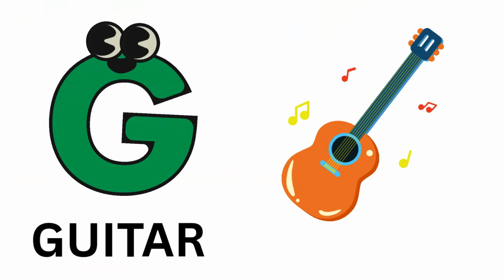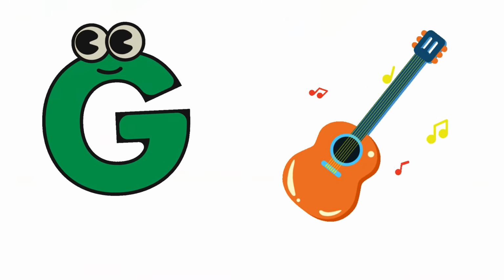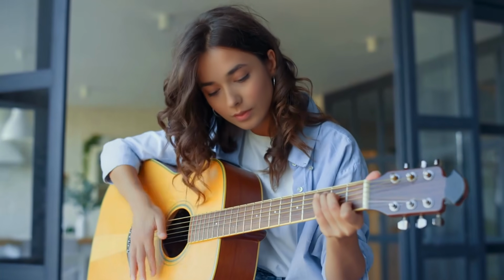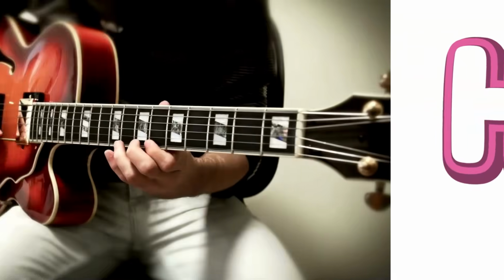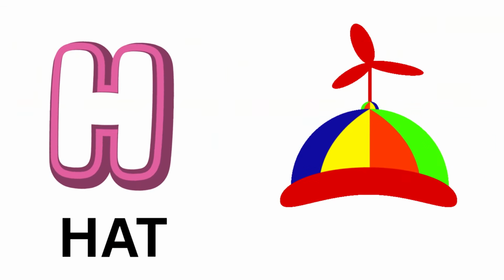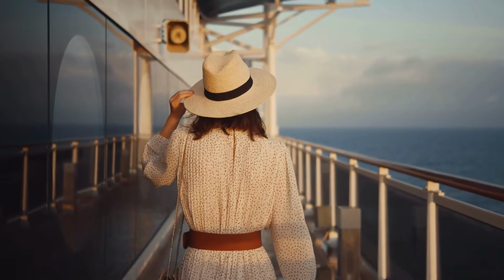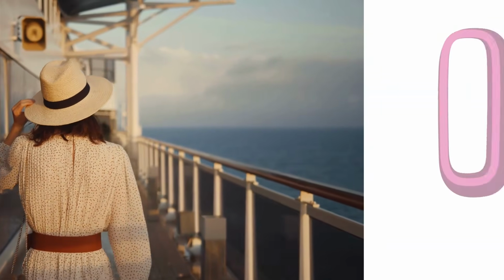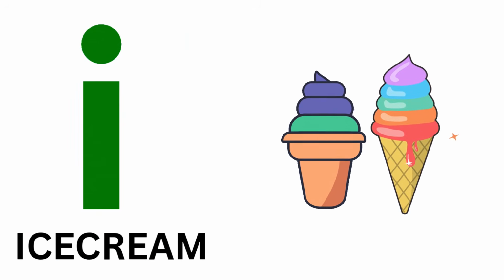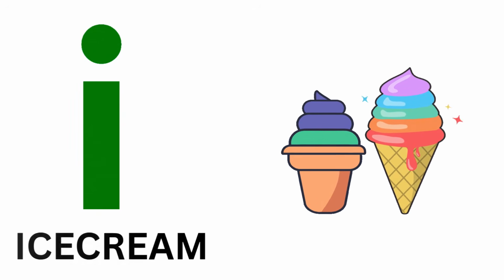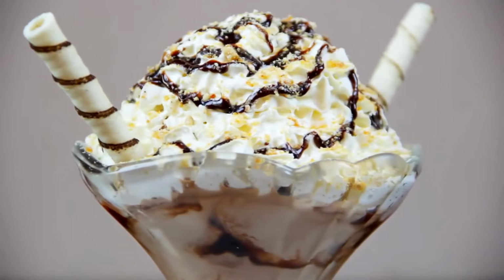G is for guitar. Guitar. G is for guitar. H is for hat. H is for hat. I is for ice cream. Ice cream. I is for ice cream.